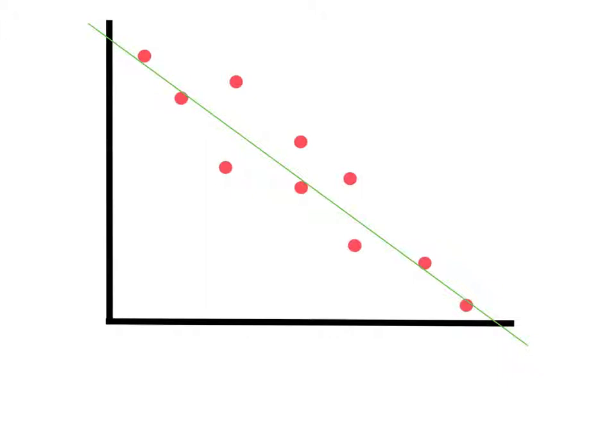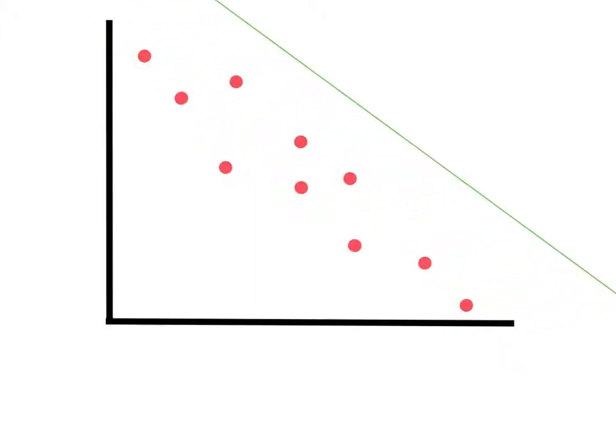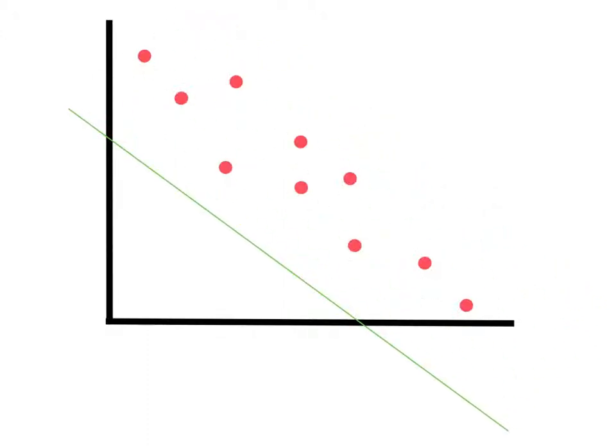This would be a good estimate, what's on the screen, okay? What would not be a good estimate is this. This is not a line of best fit, okay? All of my data points are below that line. That's not a good estimate. Also not a good estimate.